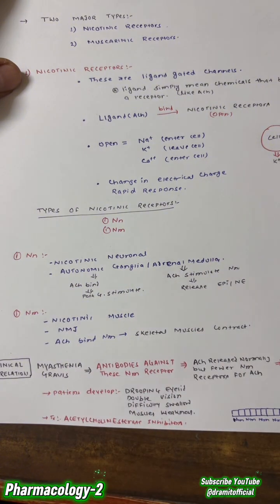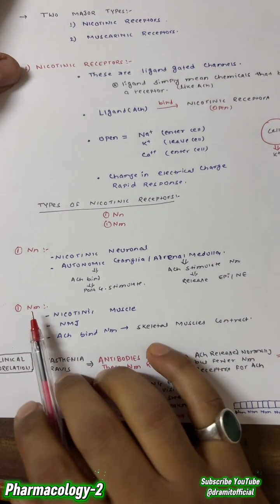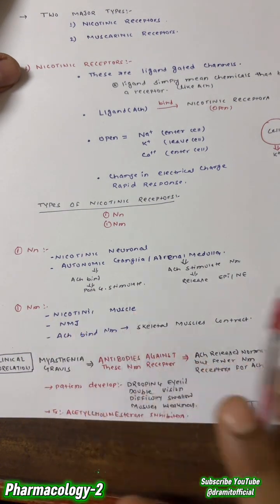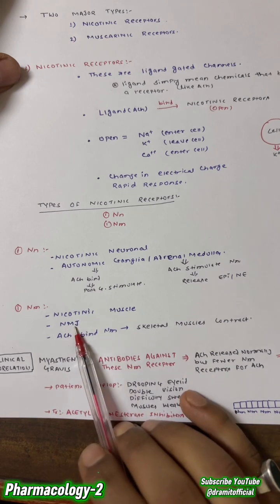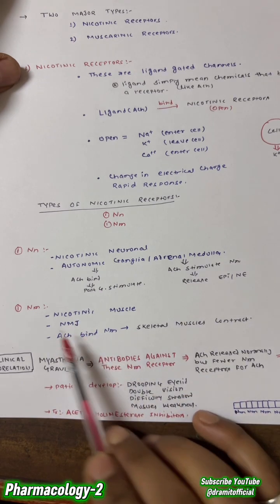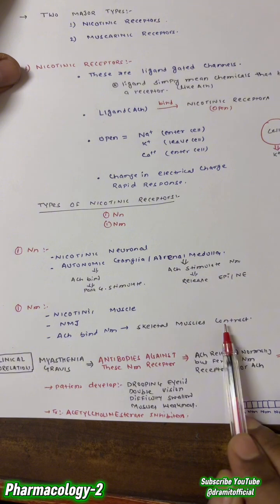It's also a type of nicotinic receptor. The full form of NM is nicotinic muscle receptor, and it is mainly present at neuromuscular junctions. When ACh binds to this NM receptor, the skeletal muscles start contracting.